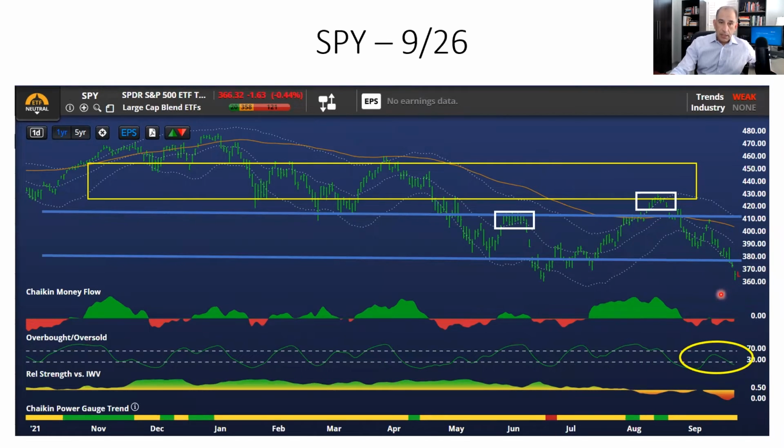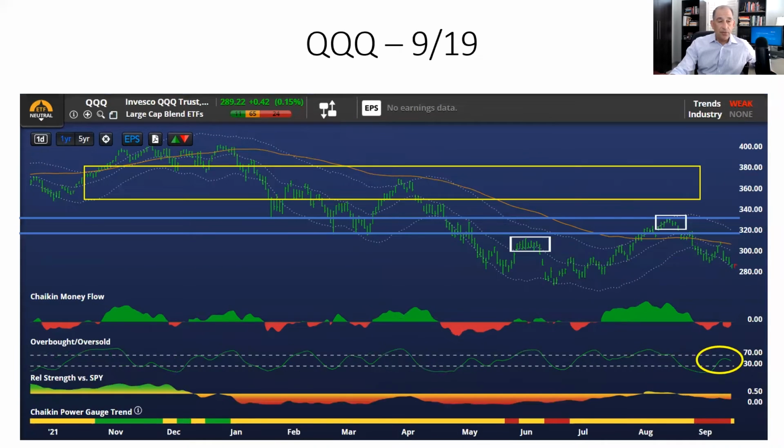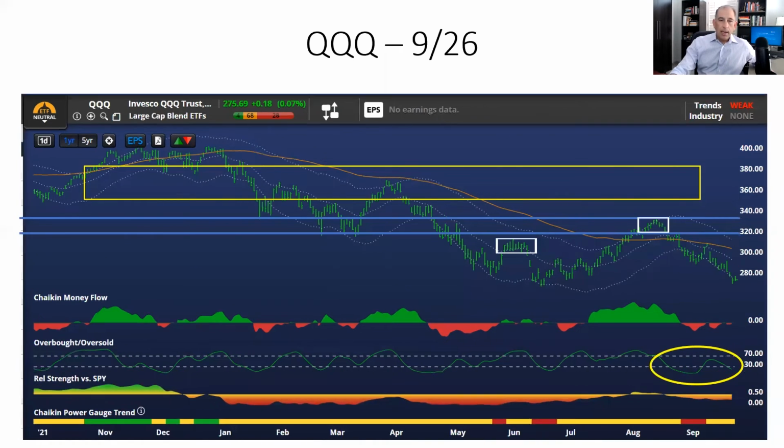I took this probably around 11:30 or so. We're just seeing it roll over again and potentially getting down to that 3,400, 3,380 level that we talked about. Qs, same thing. No different on this chart at all. And here we are today, just rolling over.